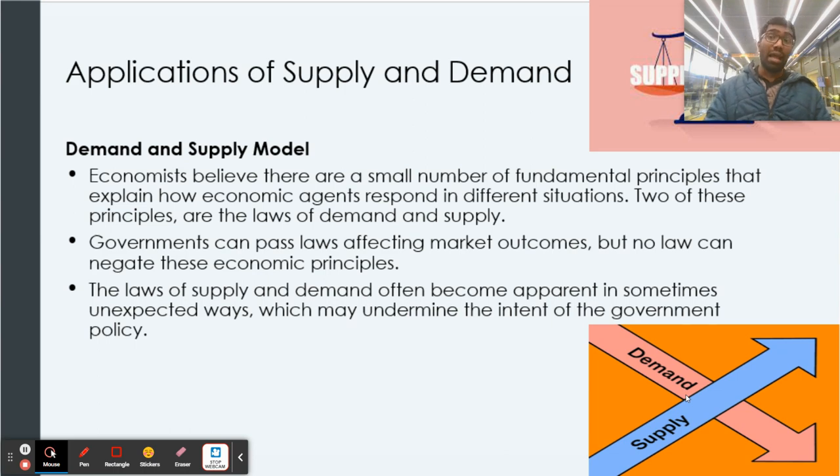When there is a high supply and less demand, it still hurts the economy. So economists believe that there are a small number of fundamental principles that explain how economic agents respond in different situations. Two of these principles are the law of demand and supply. Here the government plays a very important part, because the government can pass laws affecting market outcomes, but no law can negate these economic principles.